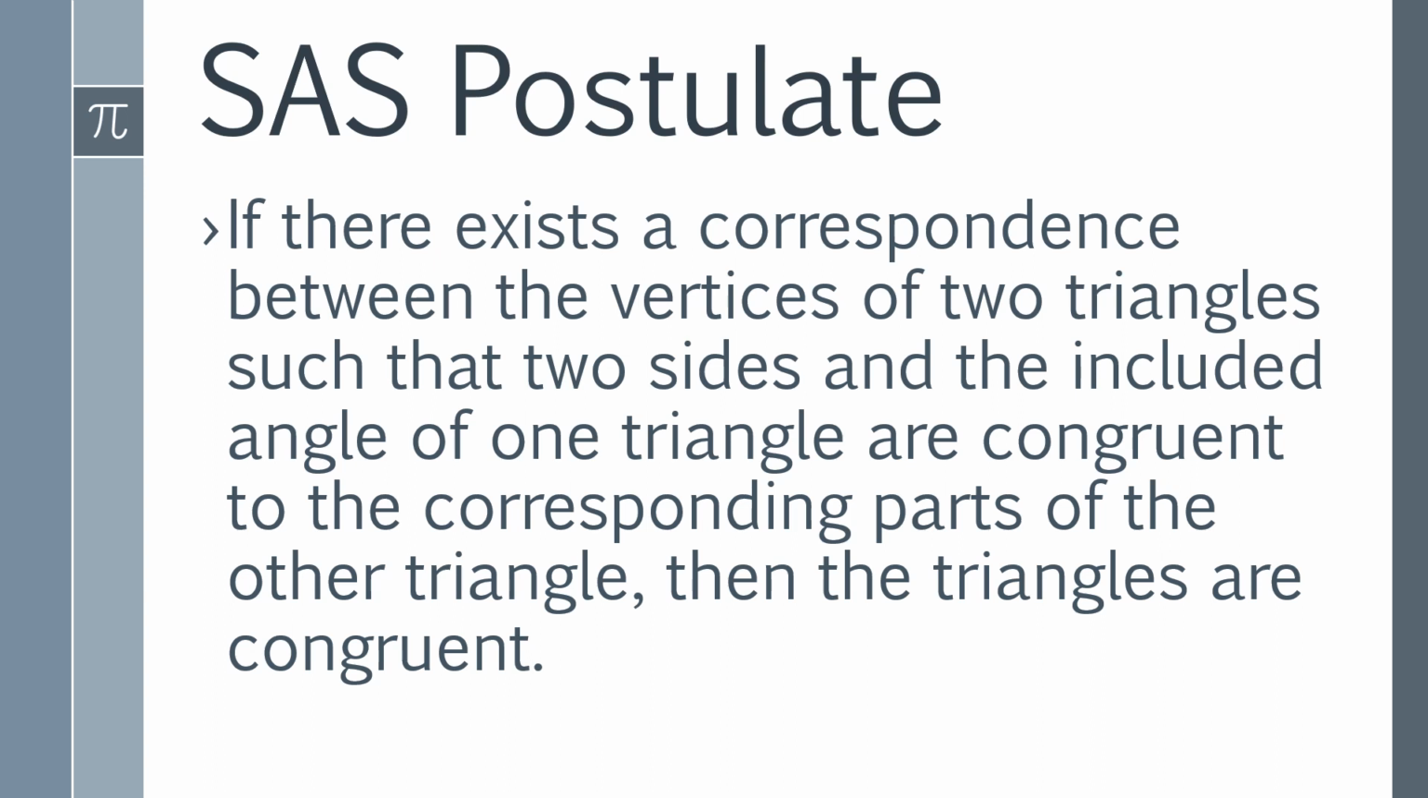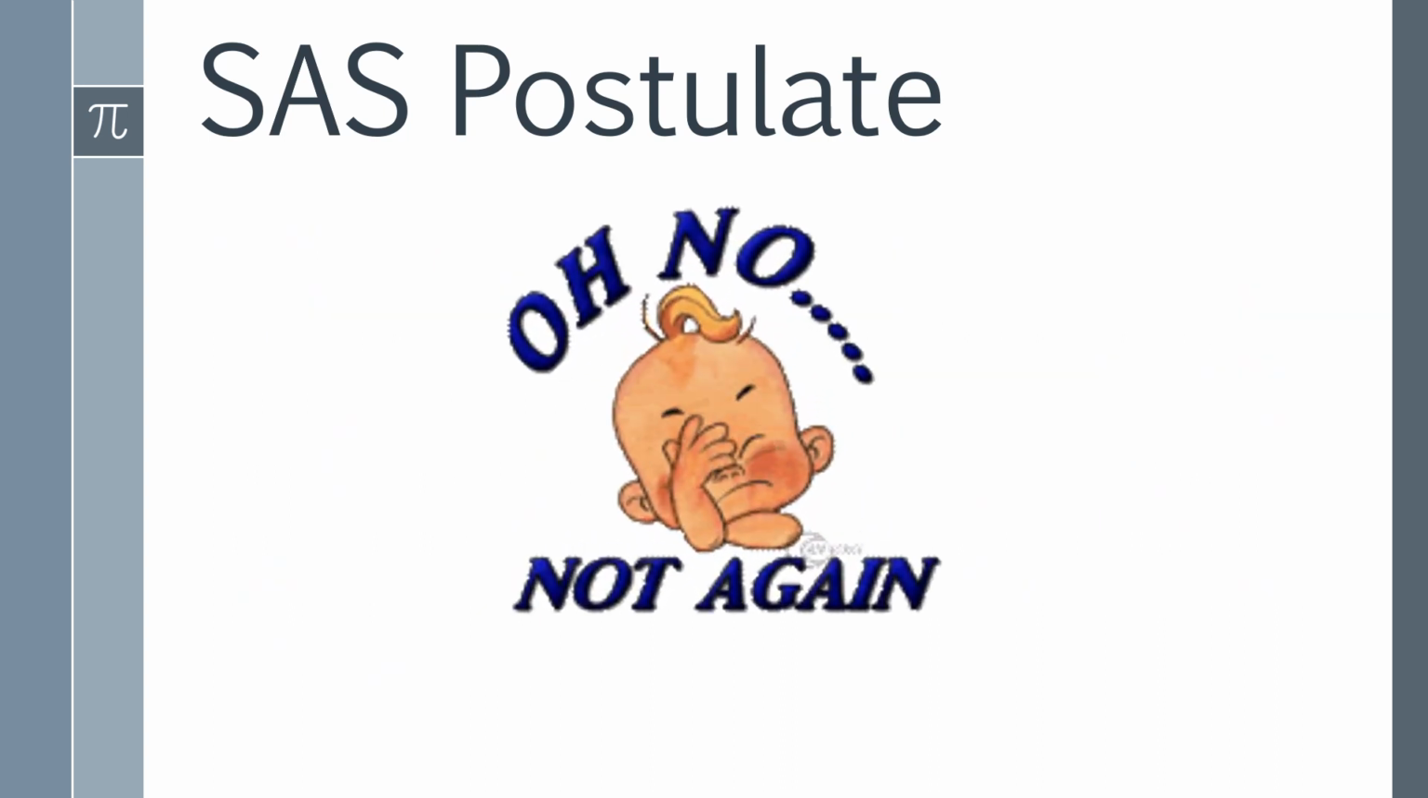SAS postulate, side angle side postulate. If there exists a correspondence between the vertices of two triangles such that the two sides and the included angle of one triangle are congruent to the corresponding parts of another triangle, then the triangles are congruent. Yeah, that's too much language. Let's see if we can try something different.